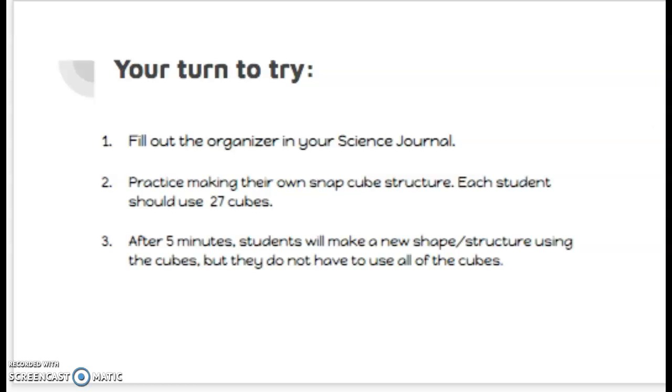Maybe think about something that would be different from anybody else. That way everyone's is kind of unique to their own. And then you're going to get a chance to build your structure using snap cubes. So go ahead and get your notebook, go ahead and be thinking of your structure, and meet me back on Zoom.